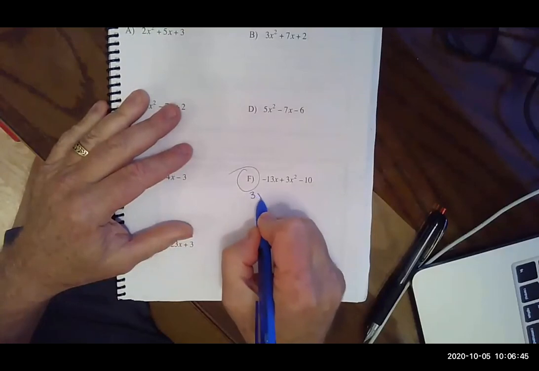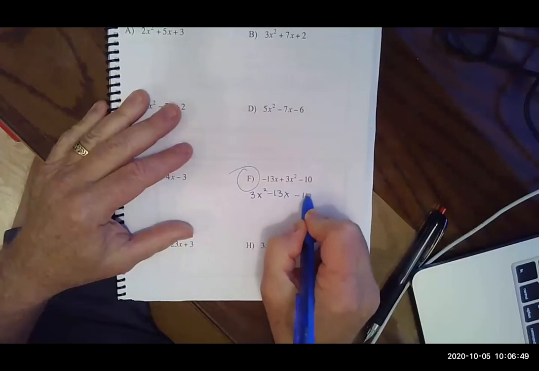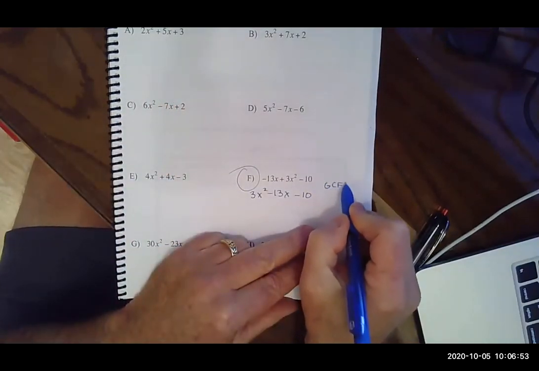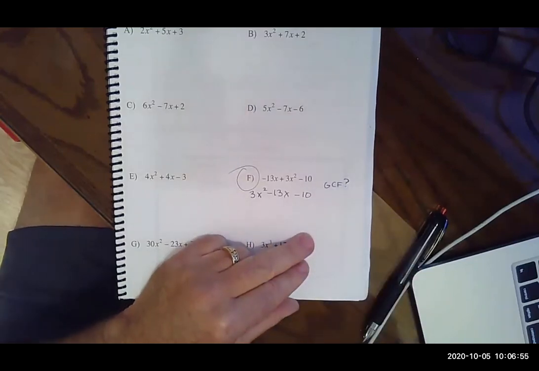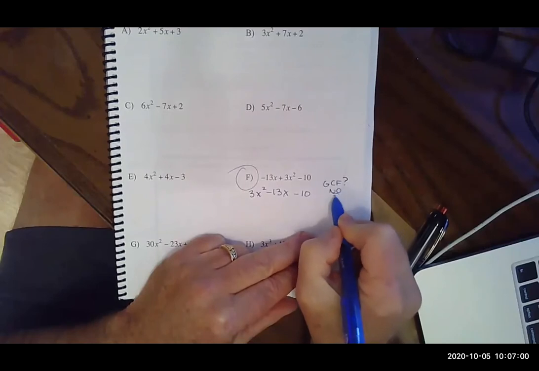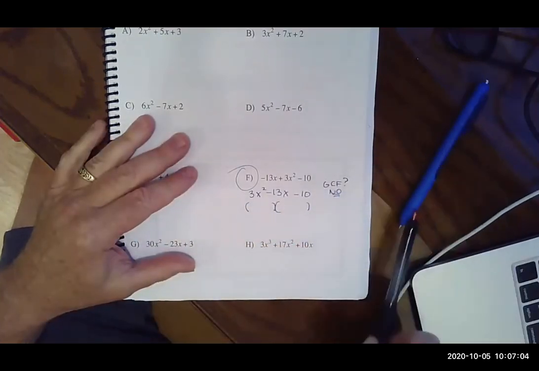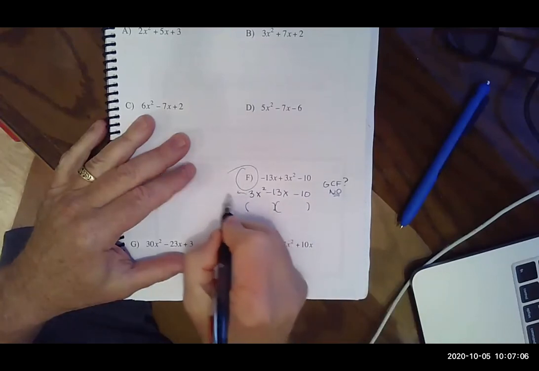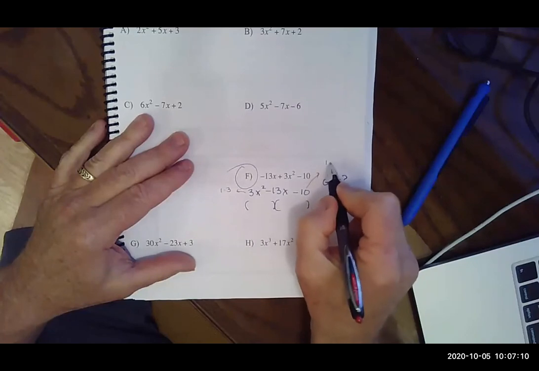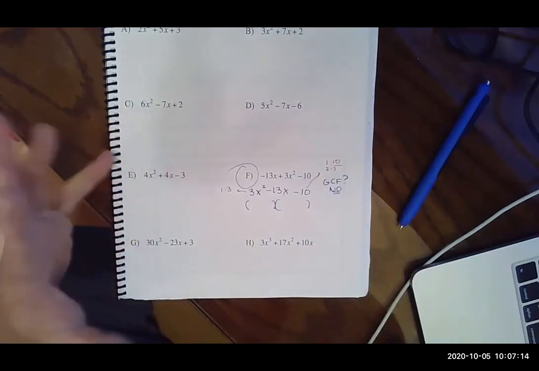So 3x squared, subtract 13x, subtract 10. Oh yeah, do that first. And then you got to ask GCF, question mark. Nope. All right, so it's no. Then you're going to go to parentheses, and you're going to look at the choices for 3. Well, luckily, there is one choice. Choices for 10, 1 and 10, and 2 and 5. And then pick a pair.